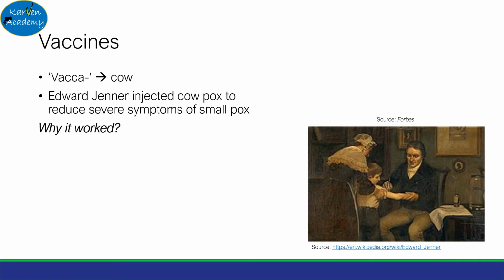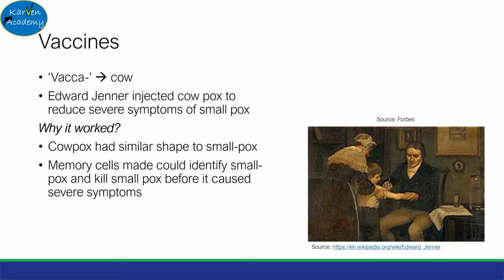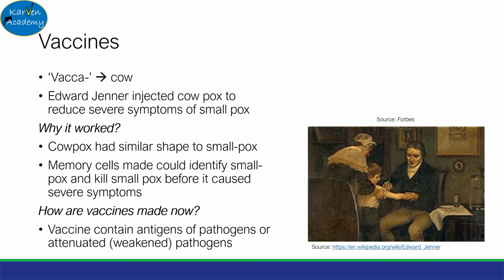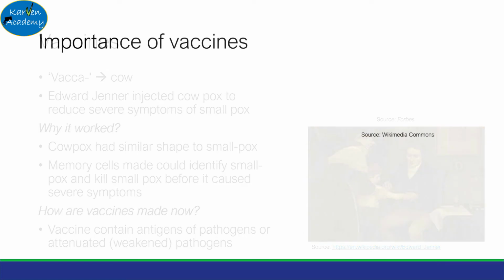Though this may be unethical today, let's understand why this worked. So, cowpox is a virus that had a similar shape to the smallpox virus, and this meant that the memory cells made for the cowpox virus could identify the smallpox and kill it before it even caused symptoms, especially severe symptoms. Nowadays, vaccines contain antigens of the pathogen or attenuated, also known as weakened, pathogens.